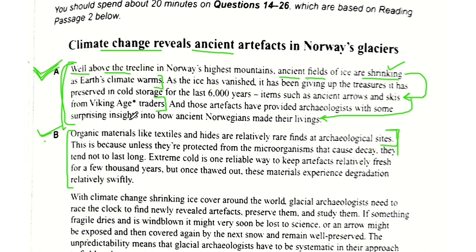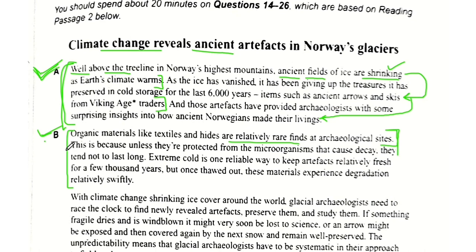So, whichever paragraph you're taking, consider the first sentence as a topic sentence, and the rest of the sentences you will have to connect with the first topic sentence. Now we'll read this paragraph B. Organic materials like textiles and hides are relatively rare finds at archaeological sites. So they're saying that it is relatively rare to find the organic materials.